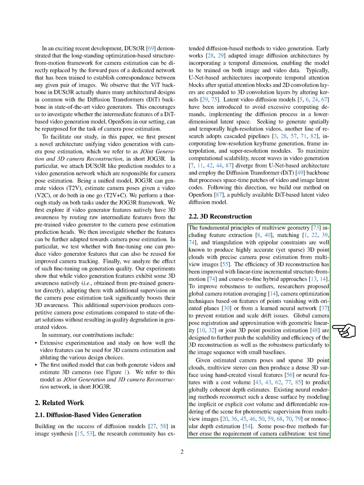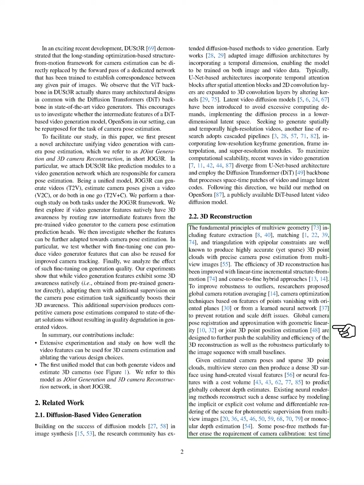To enhance robustness against outliers, we can apply global camera rotation averaging and optimization methods that utilize features from points that vanish with oriented planes or from learned neural networks. These techniques help us avoid issues related to rotation and scale drift. We also focus on global camera pose registration and joint estimation of 3D point positions to improve scalability and efficiency, especially for image sequences with small baselines.